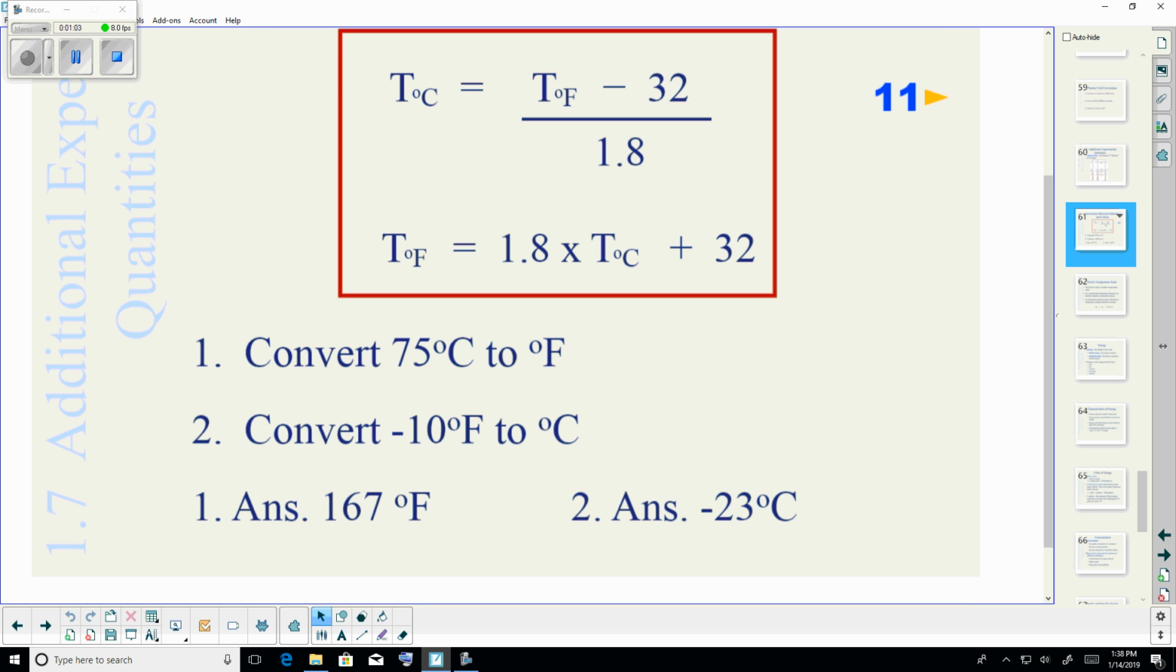So if you did 75 degrees Celsius to Fahrenheit, if you do the conversion, you get 167 degrees Fahrenheit. Minus 10 Fahrenheit to Celsius would be minus 23 Celsius. So the Fahrenheit temperature is always going to be higher than the Celsius temperature in terms of equivalence.